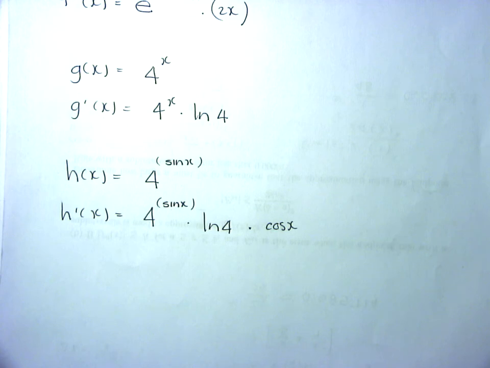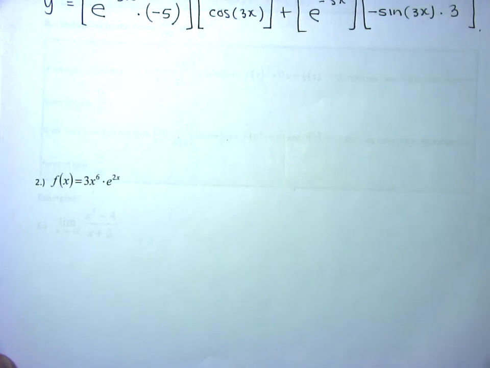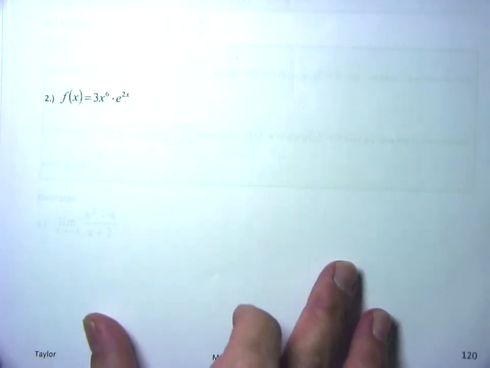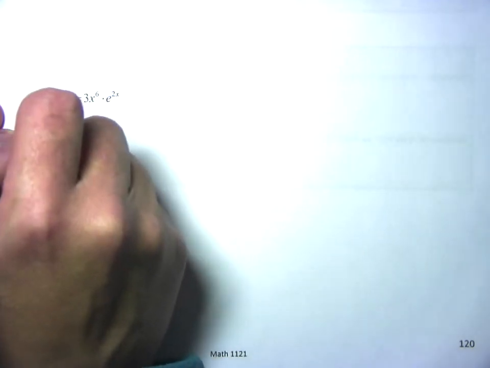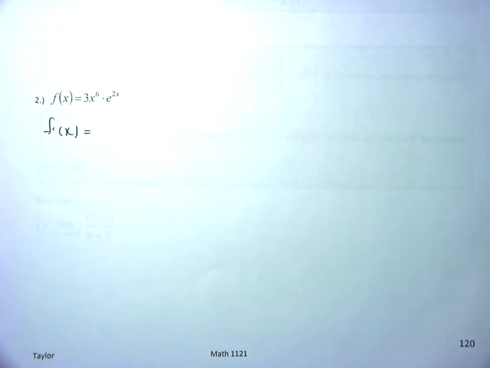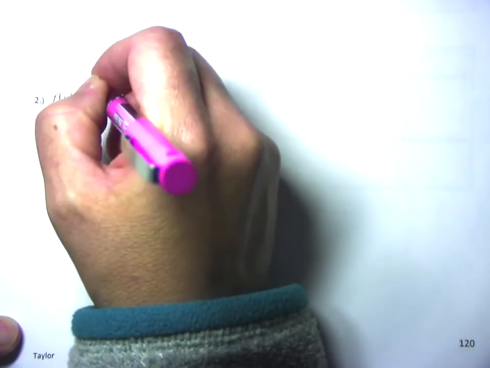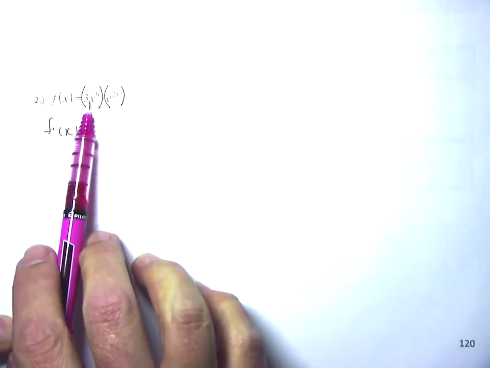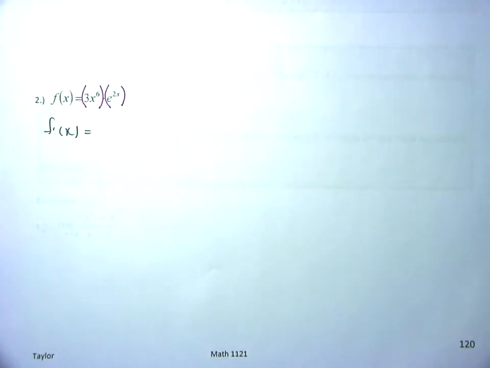All right, let's look at more of these examples that are given here. Number 2, f of x is equal to 3x raised to the power 6 times e raised to the power 2x. So here again, we're going to have to use both the product rule and the quotient rule to find this derivative. All right, so f prime of x is equal to. So again, in my product, I'm going to just make sure I clearly indicate this is the first, this is the second. So the product rule says this will be derivative of the first, so that is the derivative of 3x to the power 6.